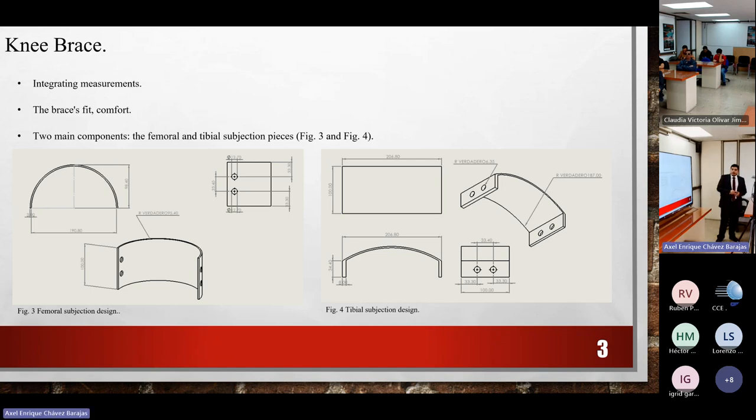Well, after we researched those measurements, we integrated them to design the prototype. The main goal of this prototype is to make a brace with fit, comfort, and effectiveness for the recovery and the rehab. Our knee brace has two main components, the femoral subjection and the tibial subjection.